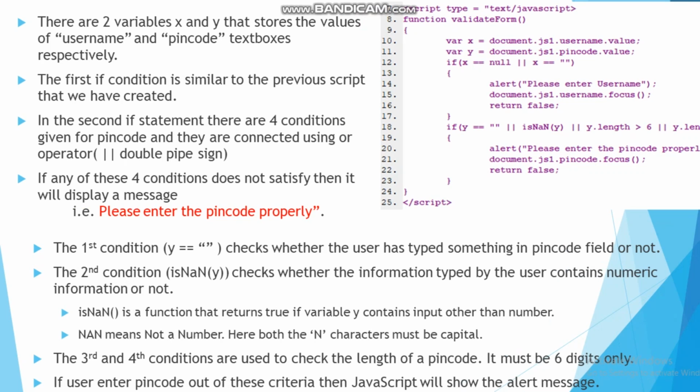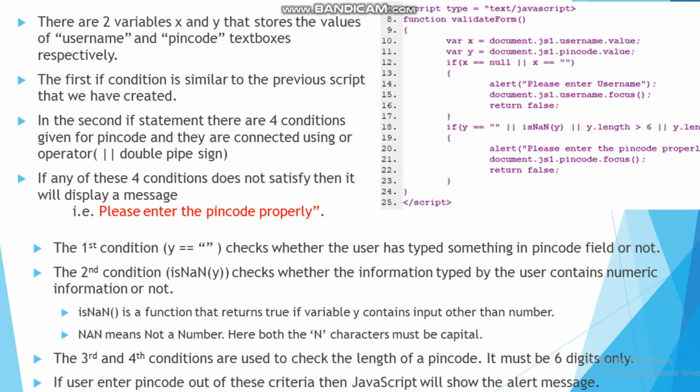It is also similar to the if function and alert function that we have used. isNaN is a function that returns true. Remember, it returns true if variable y contains input other than a number. So NaN means not a number. Here both the N characters must be capital, because JavaScript, you know very well, is a case sensitive scripting language.